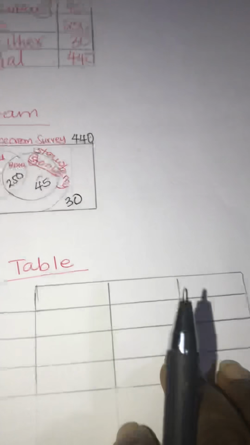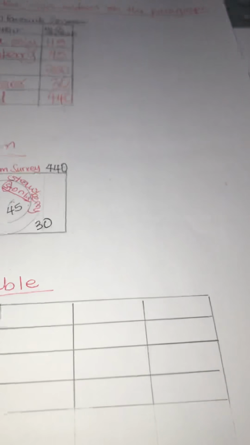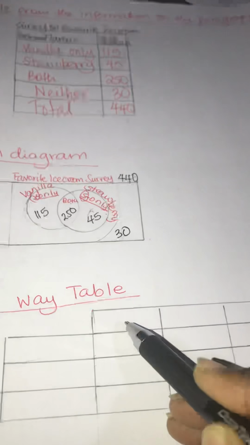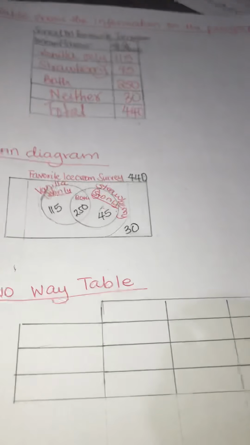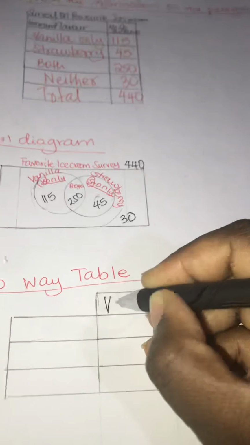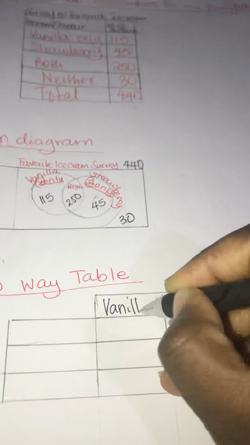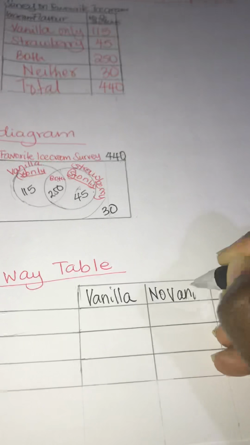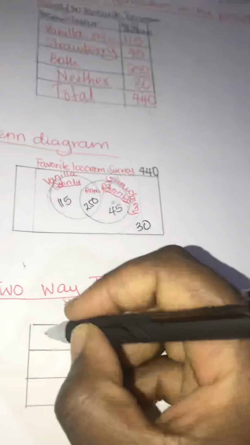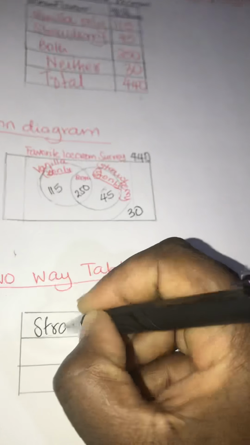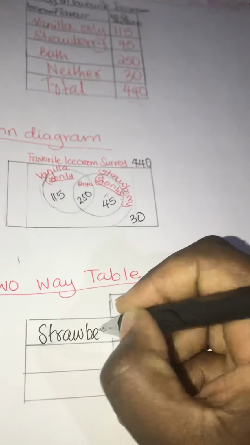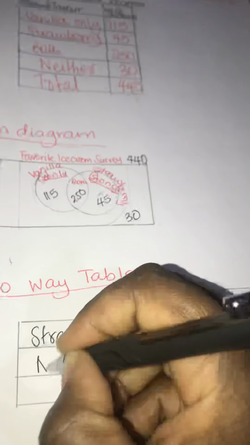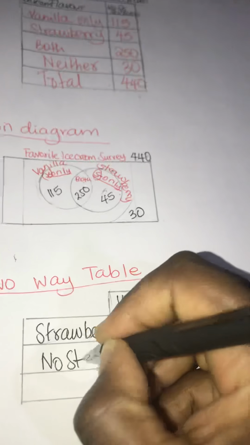Now we need to do our two-way table. Okay? For us to do the two-way table, you need to fill out. So over here, you will write vanilla, no vanilla. Then you will write strawberry, and you will write no strawberry.